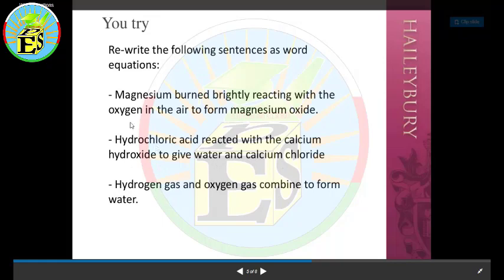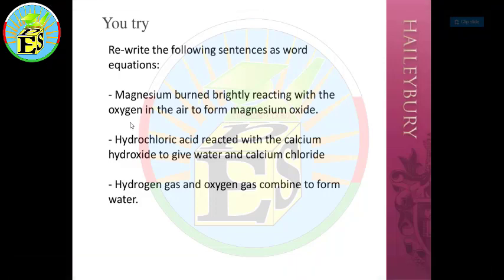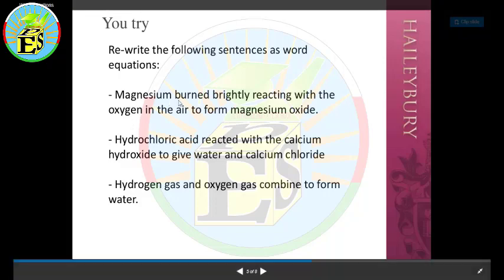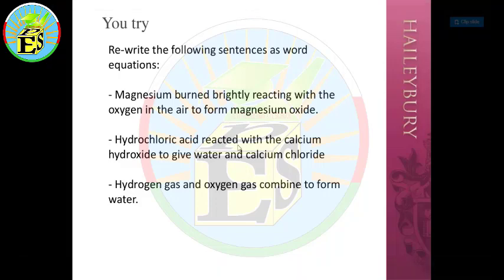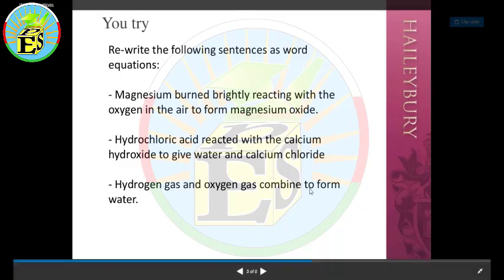Now it's your turn. What you have to do is rewrite the following sentences as a word equation. See, you have here: magnesium burned brightly, reacting with the oxygen in the air to form magnesium oxide. You have to write the word equation for this sentence. And hydrochloric acid reacted with the calcium hydroxide to give water and calcium chloride. You have to write the word equation for this. You have to mention the states of those reactants and products also, as I told you before. Hydrogen gas and oxygen gas combine to form water. Here you will also write the word equation with the states of reactants and product.